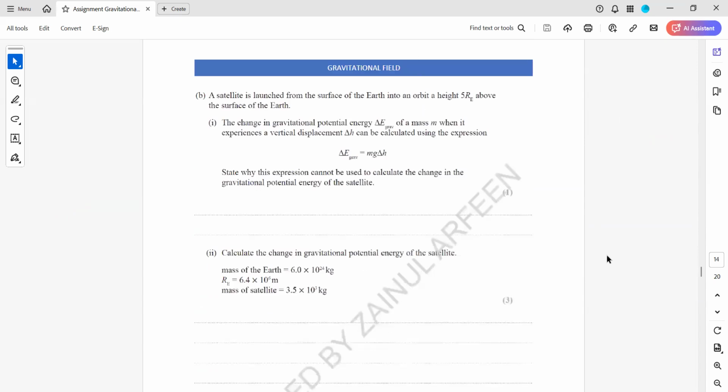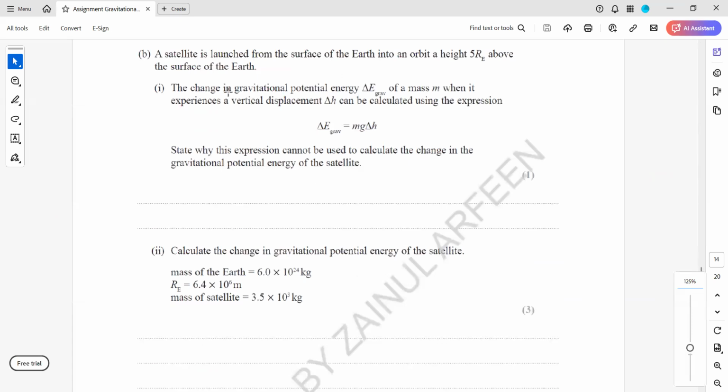The next question: a satellite is launched from the surface of the Earth into an orbit which is 5 times rE above the surface. The change in gravitational potential energy of a mass m when it experiences a vertical displacement. State why this expression cannot be used to calculate the change in gravitational potential energy.